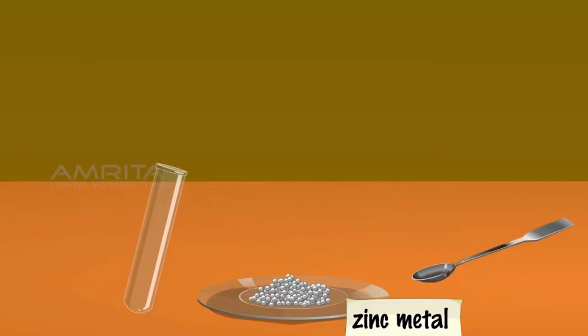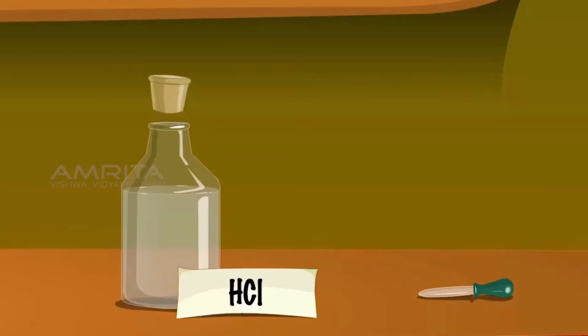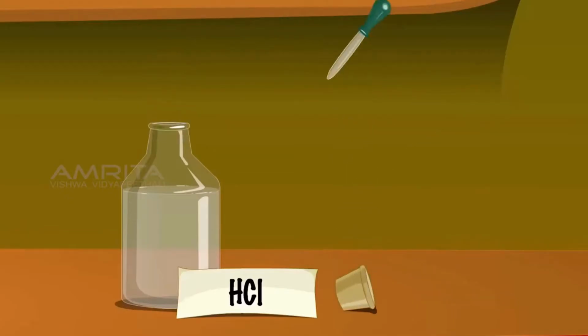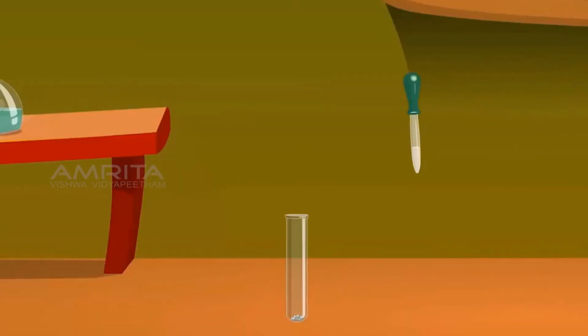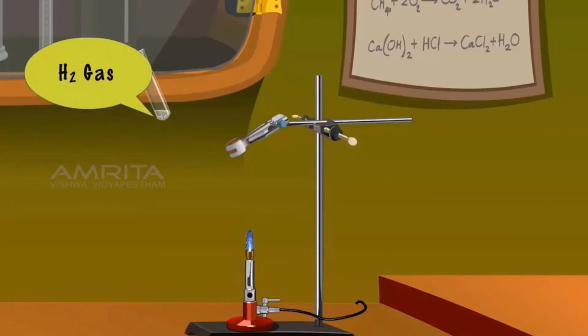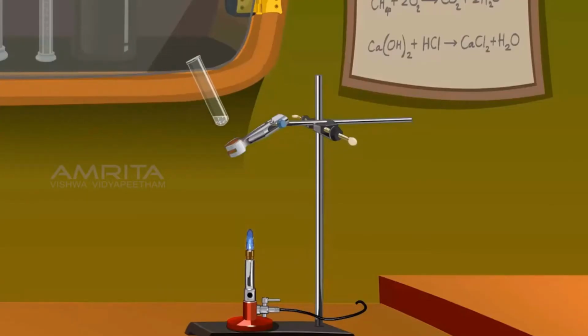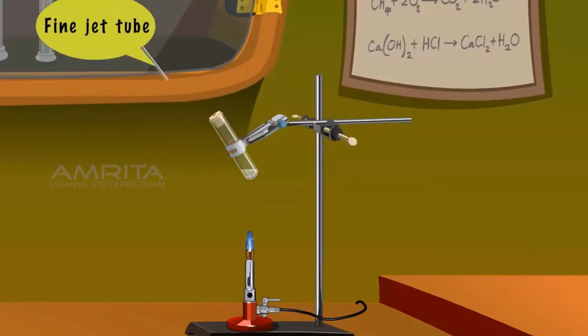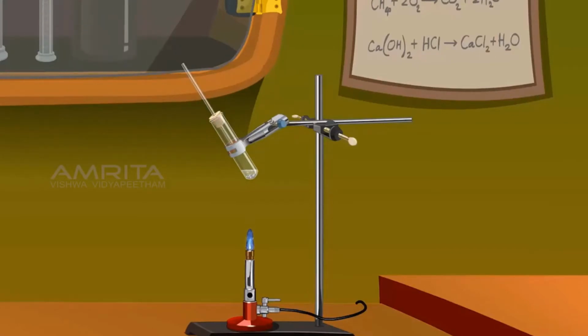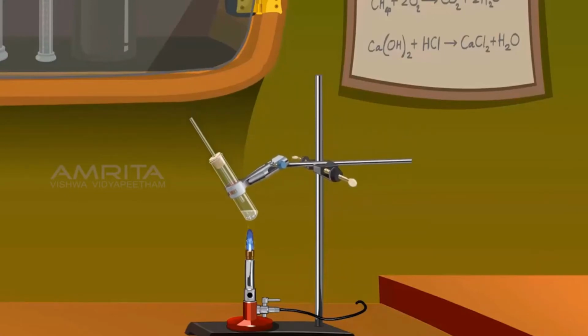Using the spatula, transfer some of the zinc metal from the dish into the test tube. Take a few drops of the HCl solution from its bottle using the dropper. Add this to the test tube containing the zinc metal. Clamp the test tube to the stand, then close the mouth of the test tube with a cork and pass the jet tube through the hole in the cork into the test tube. Now, bring the clamped test tube downwards to heat it over the Bunsen burner.